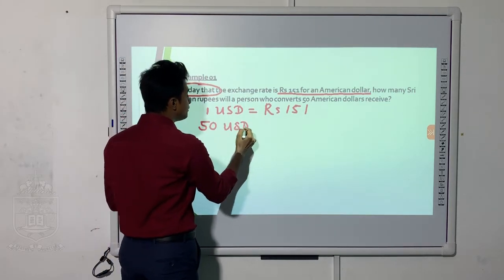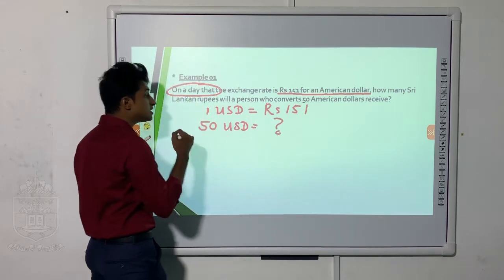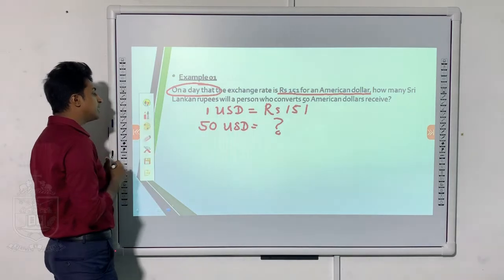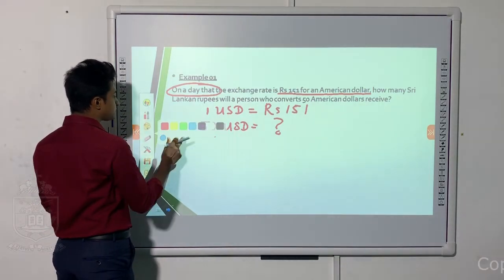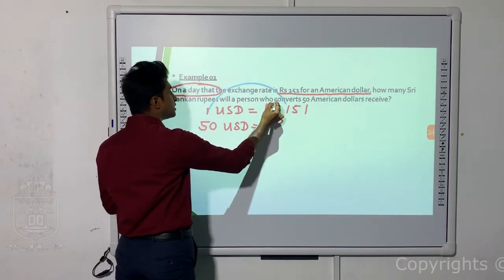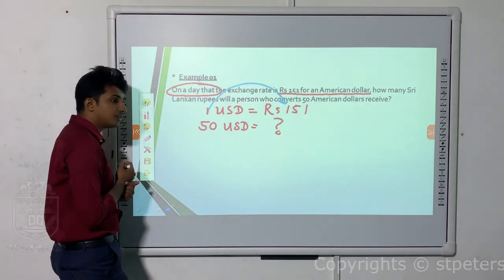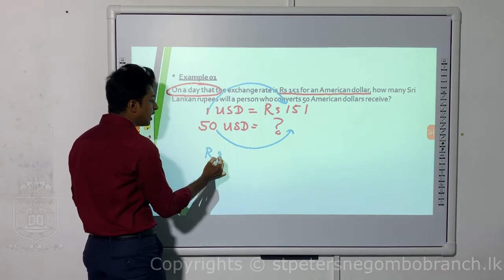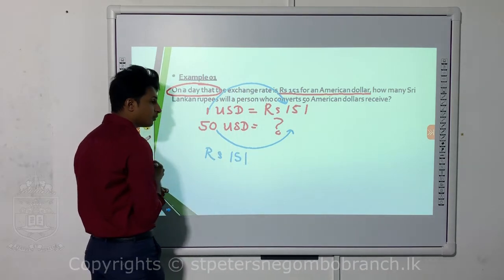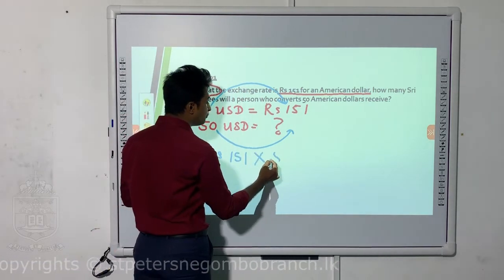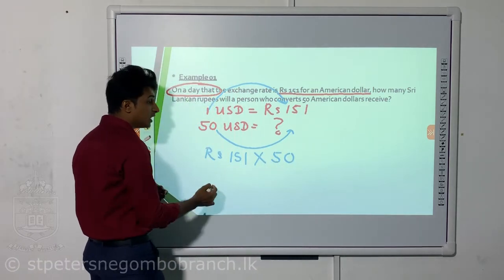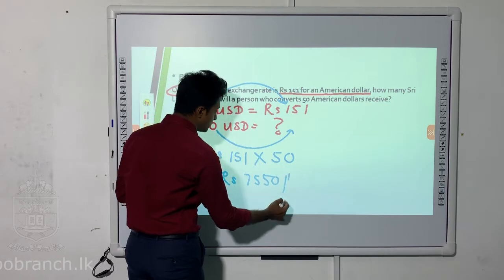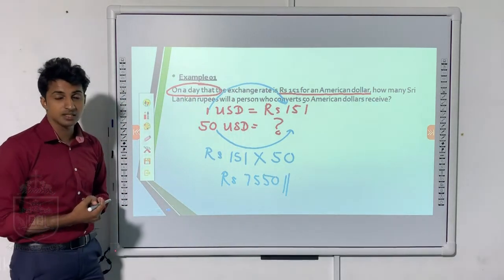So if a person is coming from America and he wants to convert his amount into Sri Lankan rupees, how much will he get on that particular day? Which is an easier question. So see, if one American dollar is going to be rupees 151, then for 50, how much? That is going to be rupees 7,550. We check the answer, right?